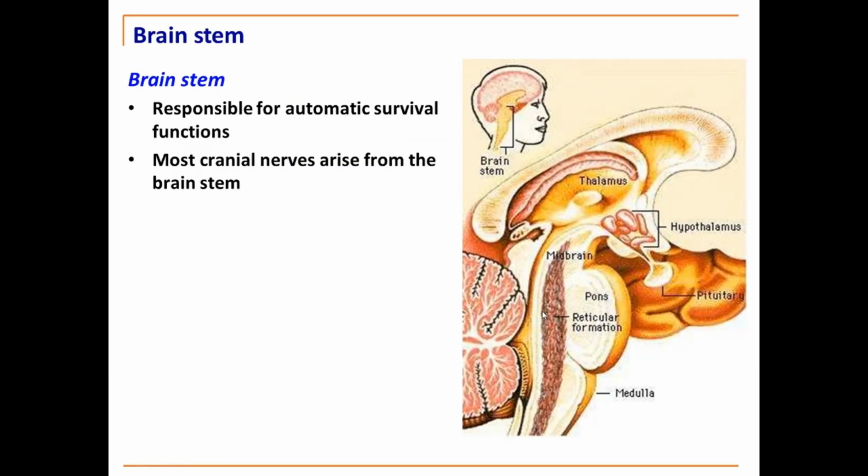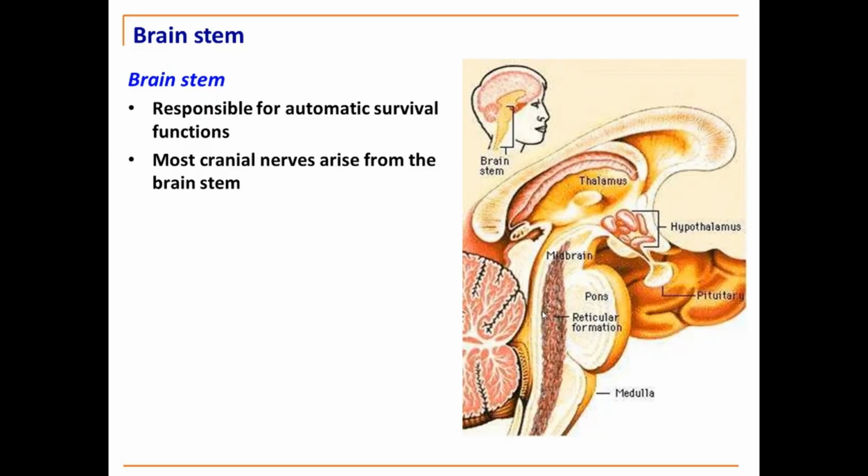So the brainstem itself is responsible for automatic survival functions. So we don't have any control over what's going on in the brainstem, no conscious control or voluntary control over it whatsoever. Most cranial nerves arise from the brainstem, almost all of them. There are only a couple that don't.